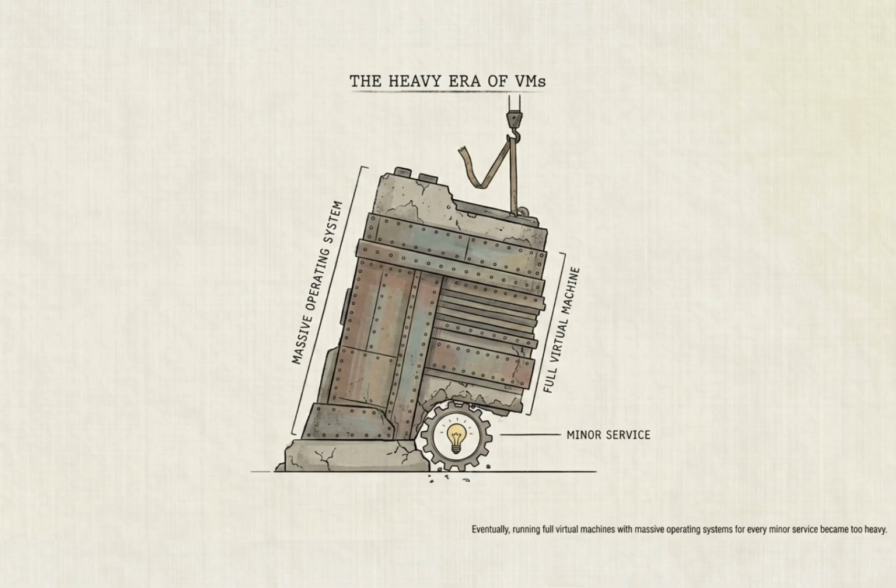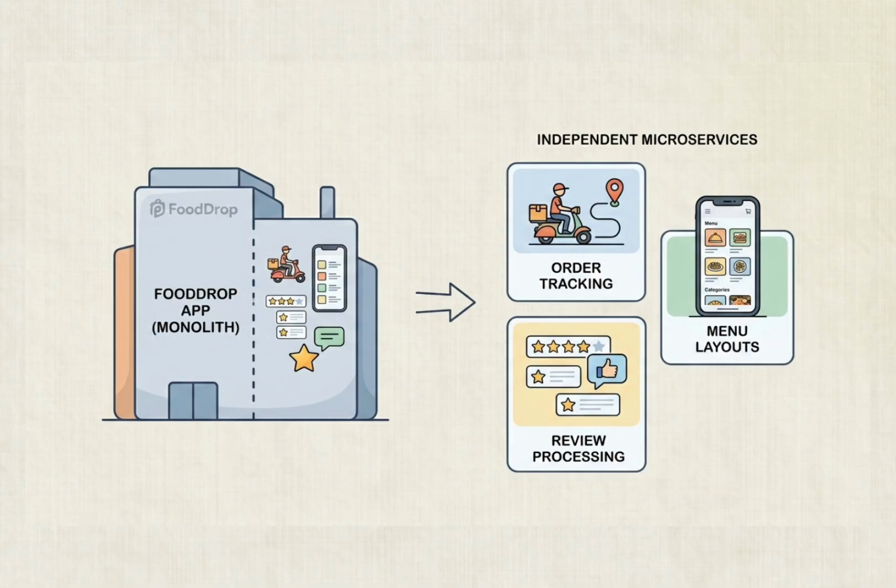Eventually, running full virtual machines with massive operating systems for every minor service became too heavy. FoodDrop decided to break its application into tiny, independent pieces called microservices, separating order tracking, menu layouts, and processing reviews. This is where containers come in.